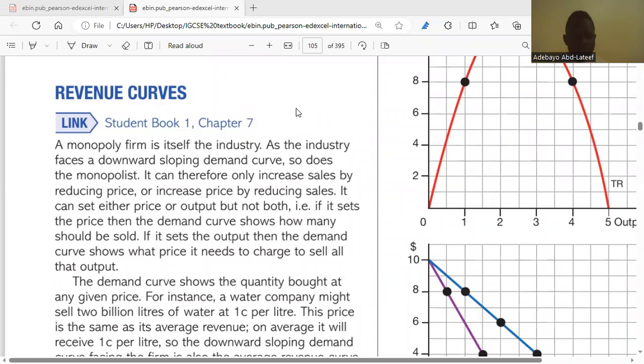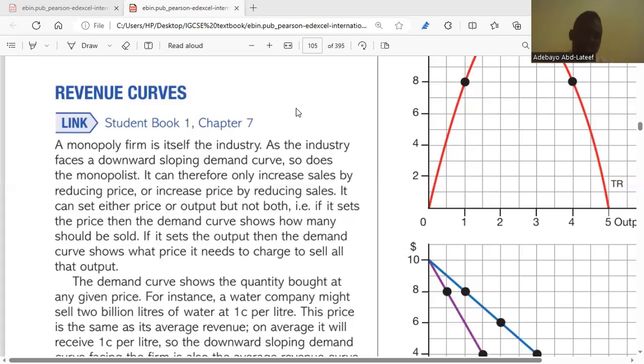So today's topic, we're still on monopoly, but today we want to talk about the revenue curves of a monopolist. We said a monopoly is a single seller or a single provider of service in an industry. So definitely we're talking about a firm that is itself the industry. That is what a monopoly is, because we said an industry is the combination of different firms. As such, when we have a monopolist, it means the firm itself is the monopoly. That means the industry itself is the monopolist. So here they go. A monopoly firm is itself the industry.